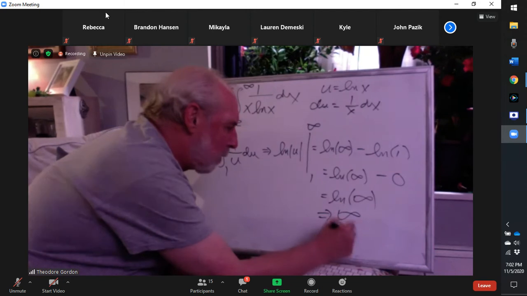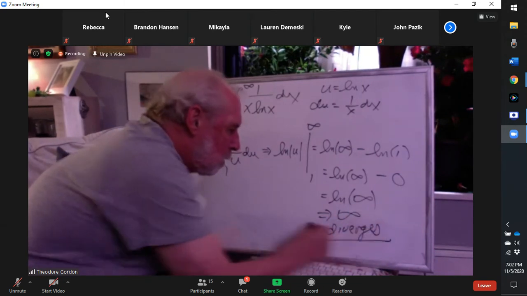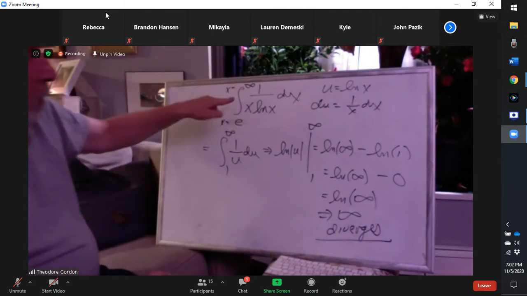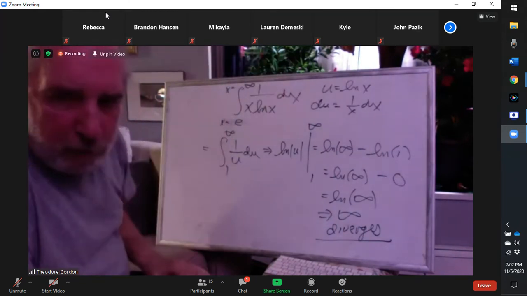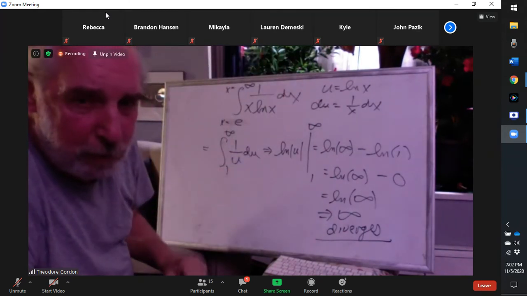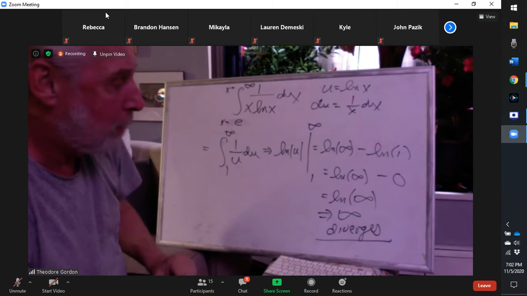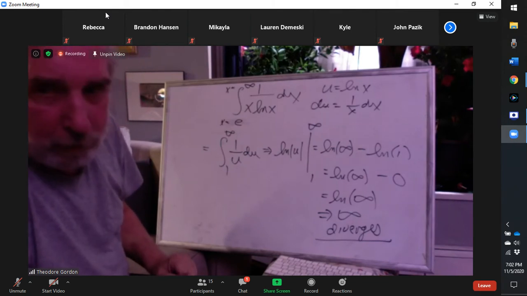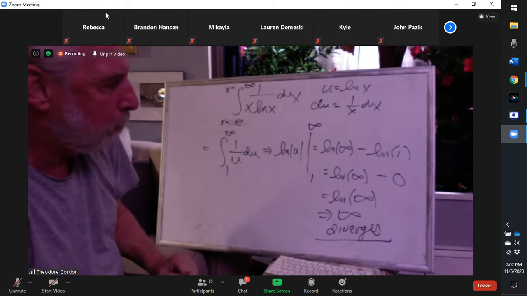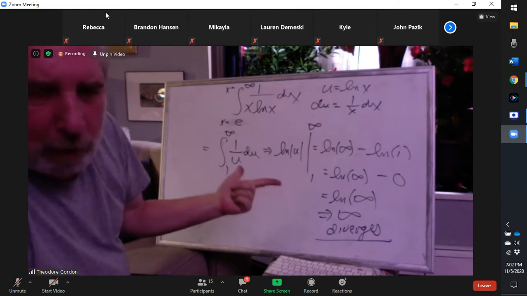This diverges. This integral just explodes up and just becomes infinite. There is no finite solution there. It's just infinity. So this diverges. And I want to show you a little bit about why we know that.